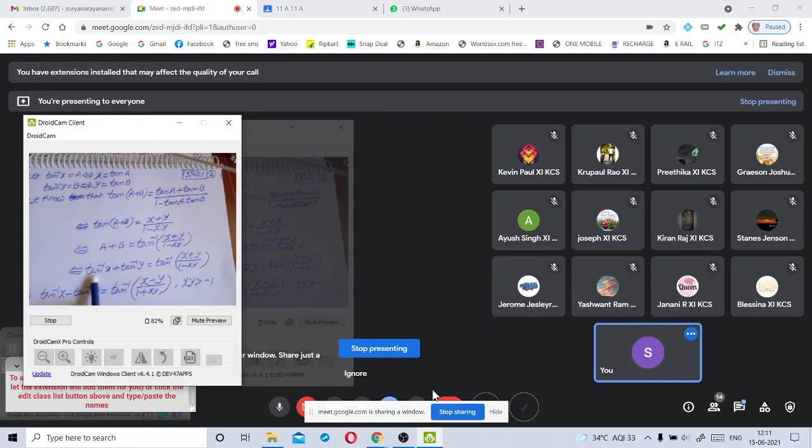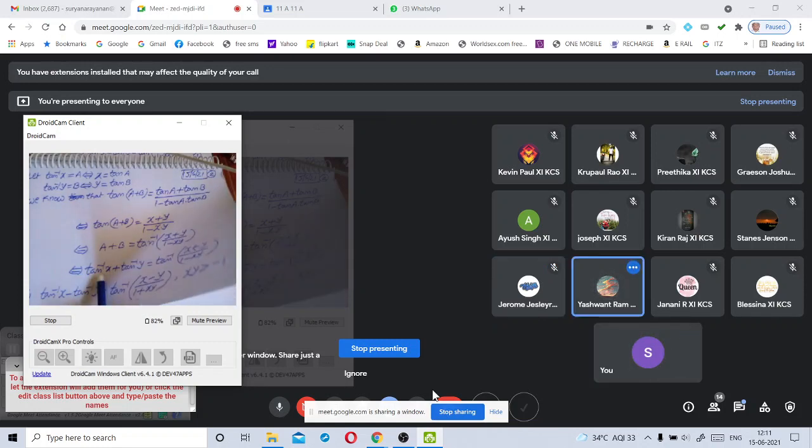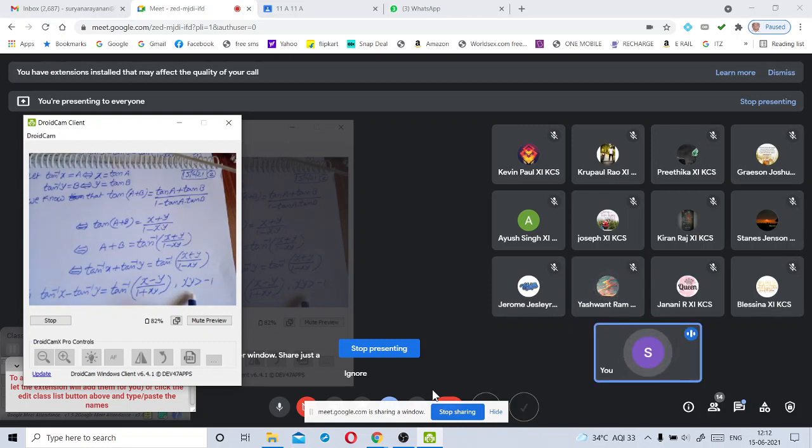My dear Yashwantram. Tan inverse x plus tan inverse y is equal to tan inverse of (x plus y) by (1 minus xy). Tan inverse x minus tan inverse y is equal to tan inverse of (x minus y) by (1 plus xy), where xy is greater than minus 1. Okay, very good, my dear Yashwantram.